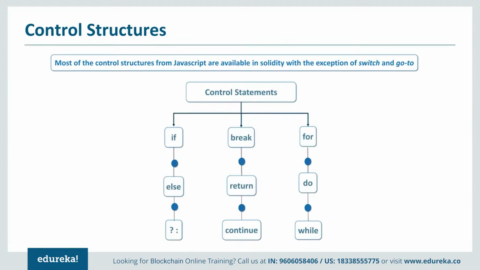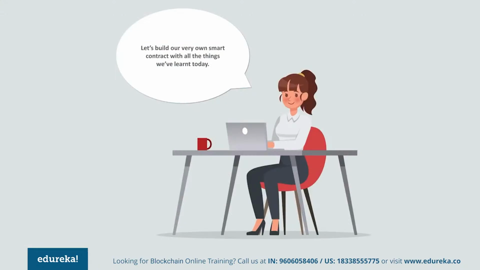So we have the if statement, the else statement, the ternary operators, then the break statements, the return statements and the continue statements. Also for looping, we have the for loop, the while loop and the do while loop. Now that we've learned all these concepts, it's time that we start building our own first smart contracts using what we learned today.